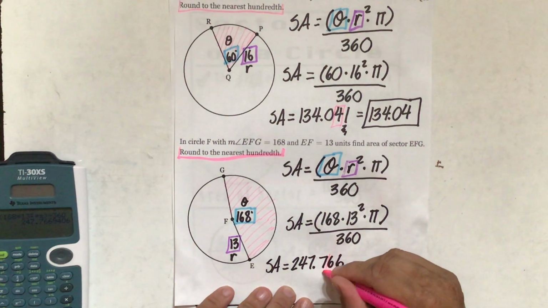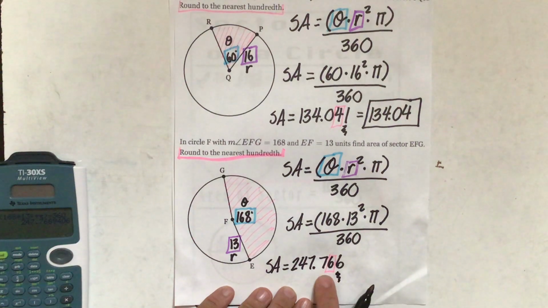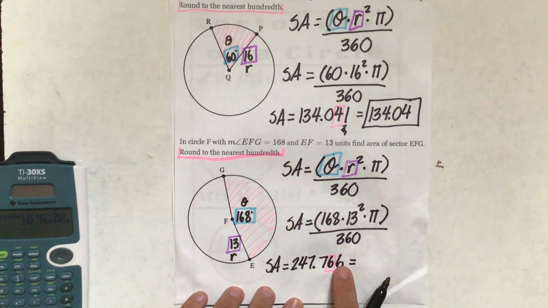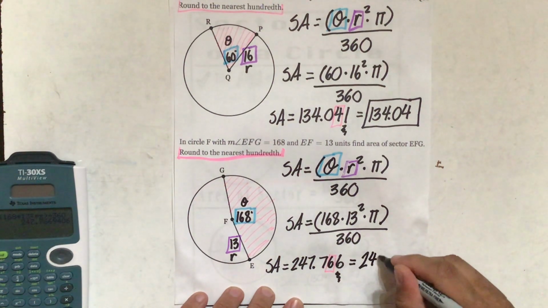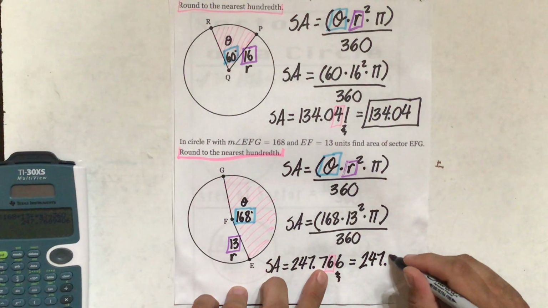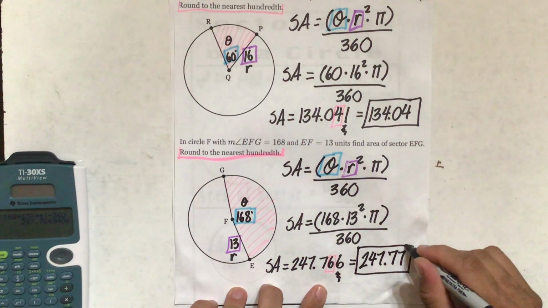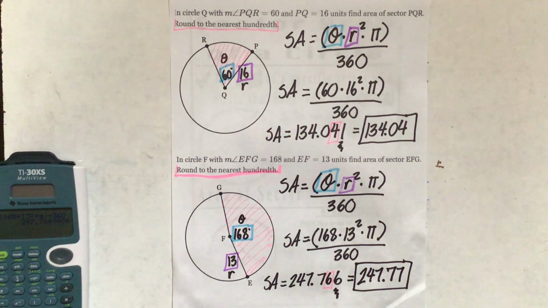Now again, I am rounding to the nearest hundredth place. The hundredth is the second number after the decimal. So this 6 is going to tell this 6 what to do. So since it's 5 or bigger, it's going to tell this 6 to go up to a 7. So my answer is going to be 247.77. And that's going to be my solution right there. And those are the 2 examples that you're going to see on Delta Math.